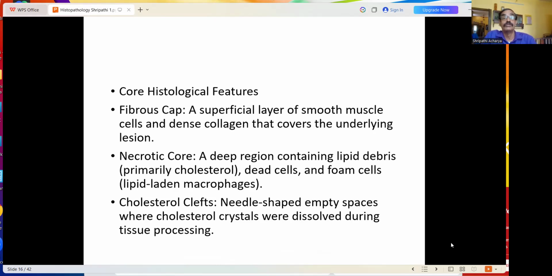Core histological features: fibrous cap, a superficial layer of smooth muscle cells and dense collagen that covers the underlying lesion. Necrotic core, a deep region containing lipid debris, primarily cholesterol, dead cells, and foam cells, lipid laden macrophages. And cholesterol clefts, needle shaped empty spaces where cholesterol crystals were dissolved during tissue processing.